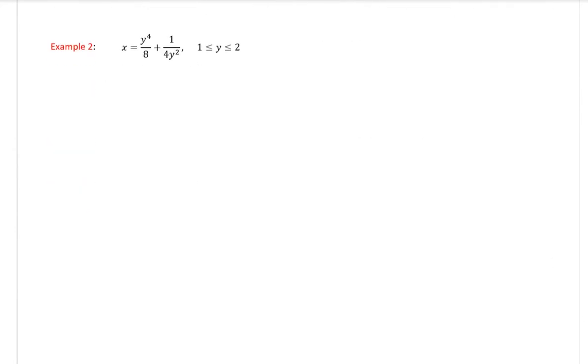Okay, this one's going to be a little bit tricky just because there's going to be a nice sneaky way to maneuver things here. Okay, so like last time, we have our function, but this is defined with y's. We have from 1 to 2 for y. However, in order to find the arc length, yet again, we are going to need to find what the derivative of this function is. So let's find x prime.